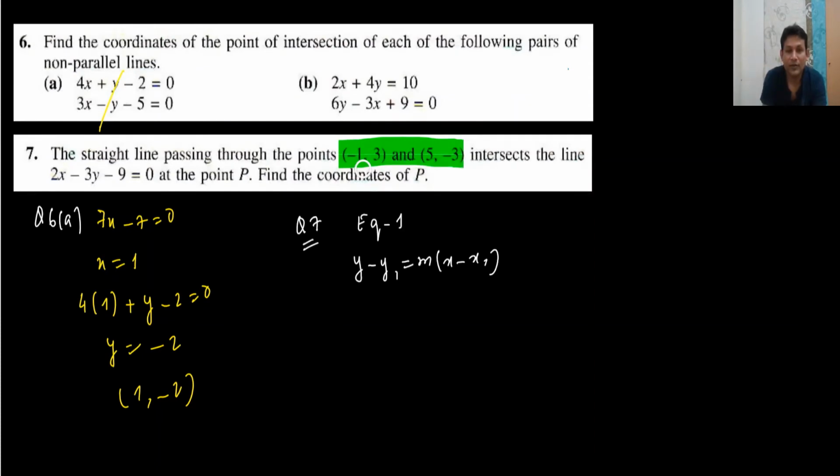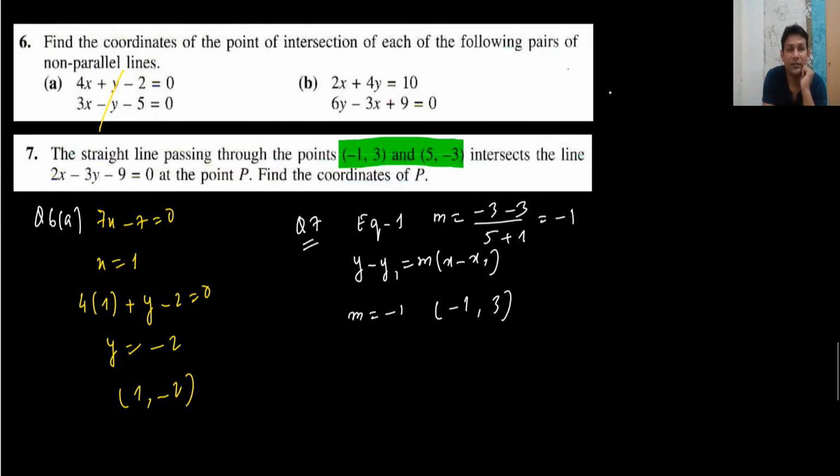From the points, you can find the gradient first. The gradient is minus 3 divided by 5 plus 1, which is minus 6 upon 6, so minus 1 is the gradient. You can use any one of the coordinates, like minus 1, 3 or 5, minus 3, it is up to you. You can find the equation. There is no problem finding equation number 1.